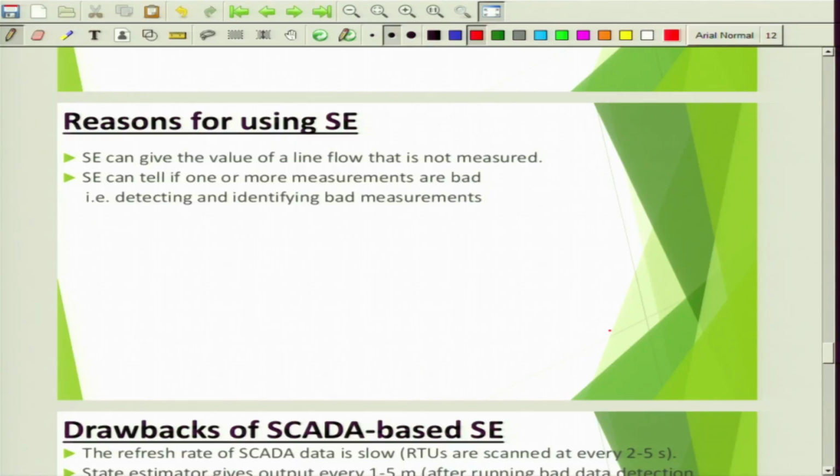Then the reasons for using a state estimator: why are we doing state estimation? The state estimator can give the value of a line flow that is not measured, and it can tell if one or more measurements are bad, that is, detect and identify bad measurements. If you suddenly get a value that is far from the variance, then what would be the actual value? From the previous track record, can you find the possible close value? There the state estimator will help.